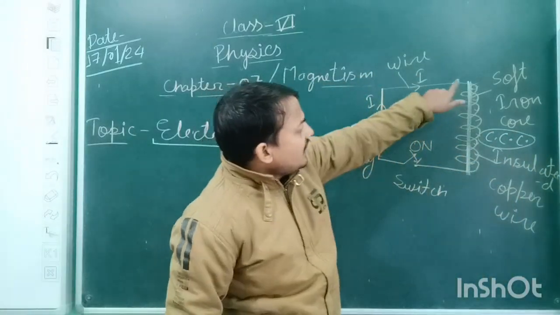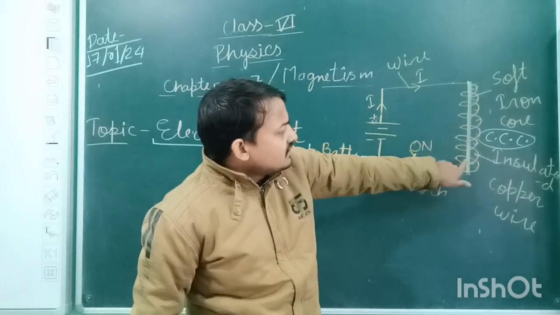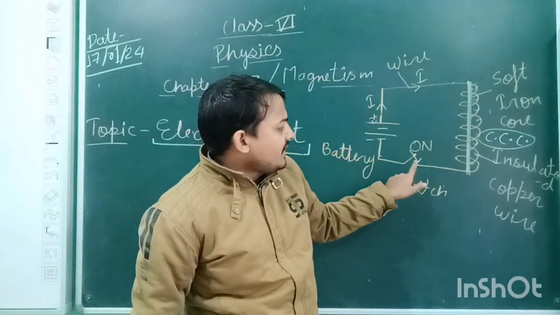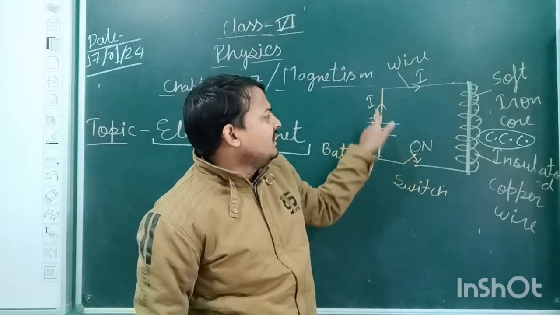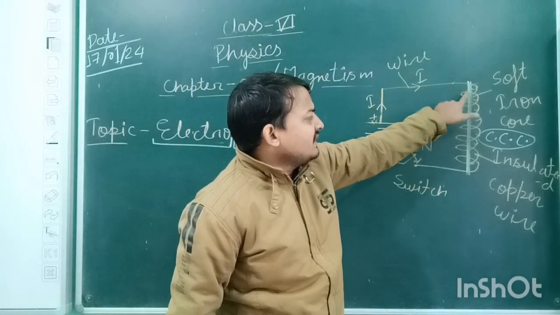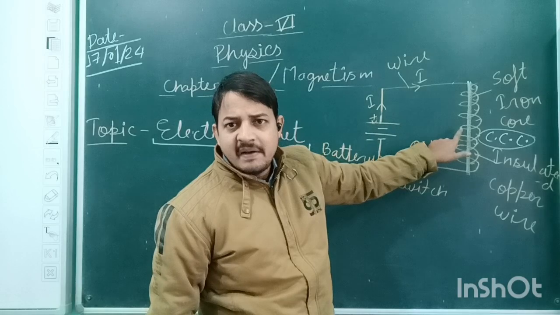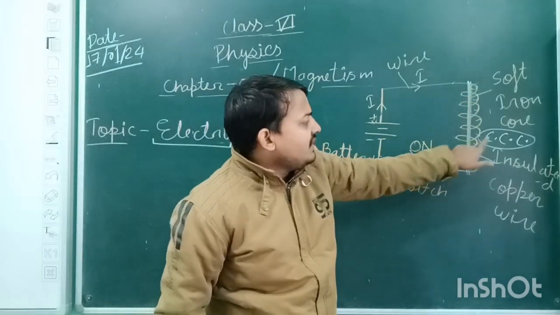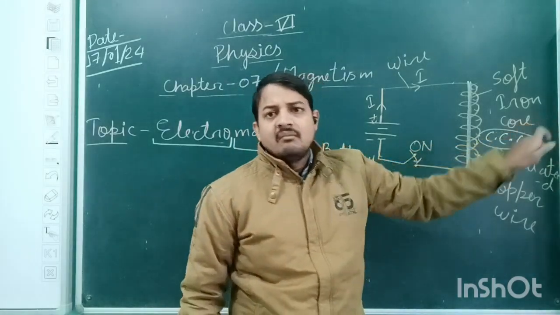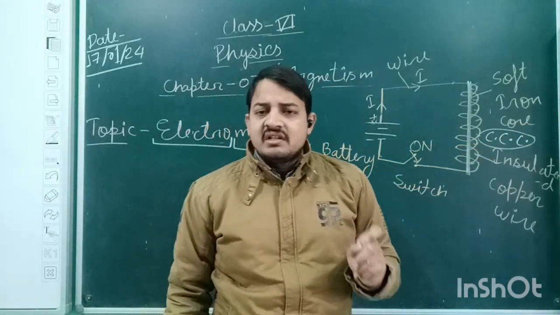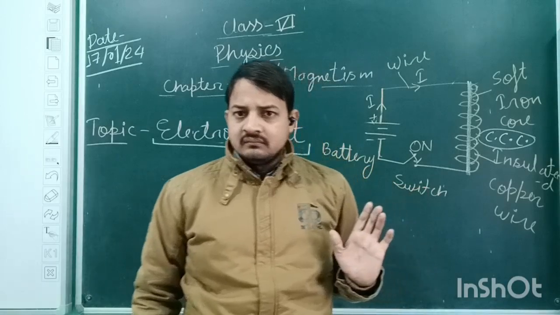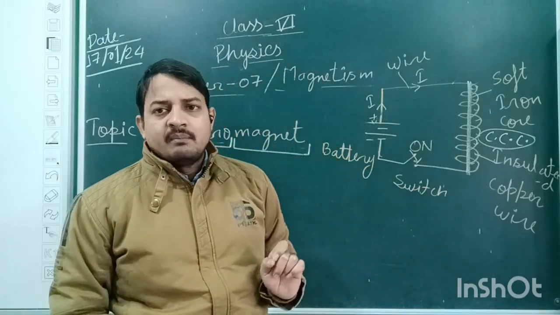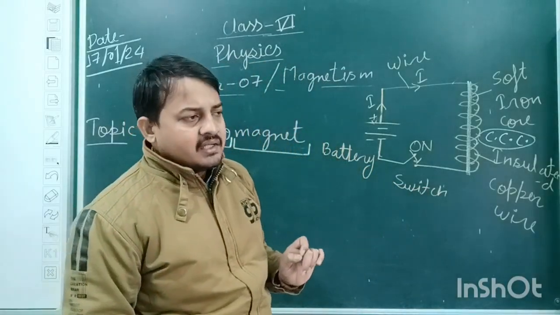What will happen? Earlier this was a normal soft iron core, but whenever I turn on the switch, what will happen? Electrical current starts passing in this conductor continuously. So now this normal conductor acts as a current carrying conductor, means a kind of conductor which is carrying electrical current. It is a very important term.